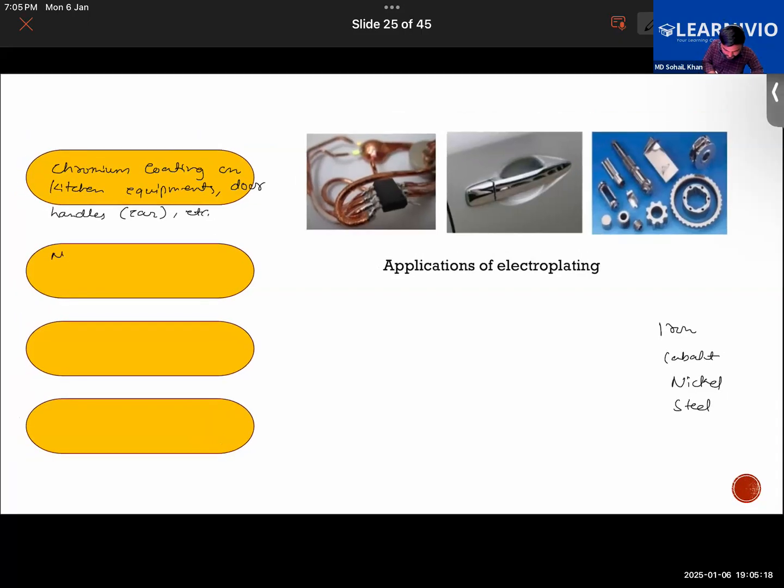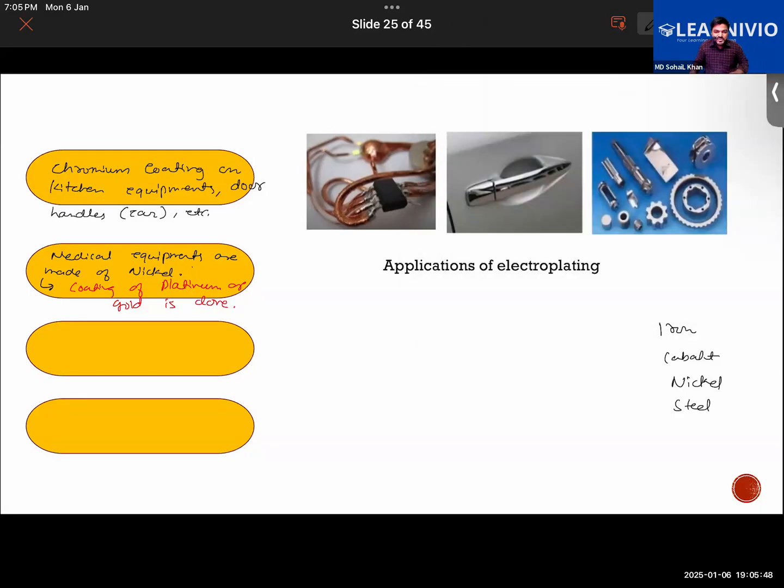So medical equipment is made of nickel, as we have learned, but its contact with the body is harmful, so thereby a coating of platinum or gold is done over it.